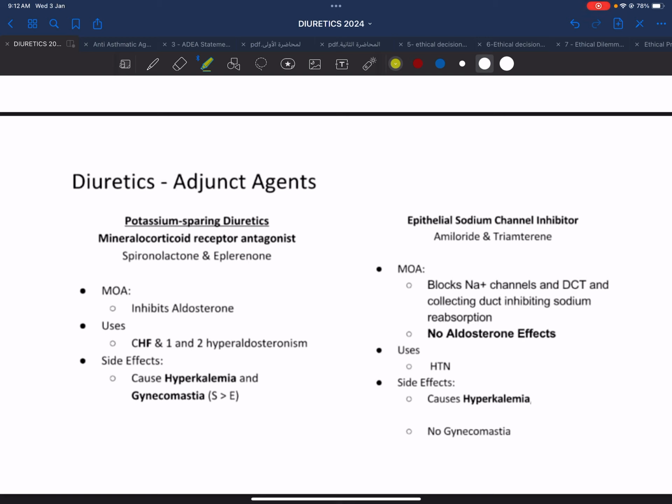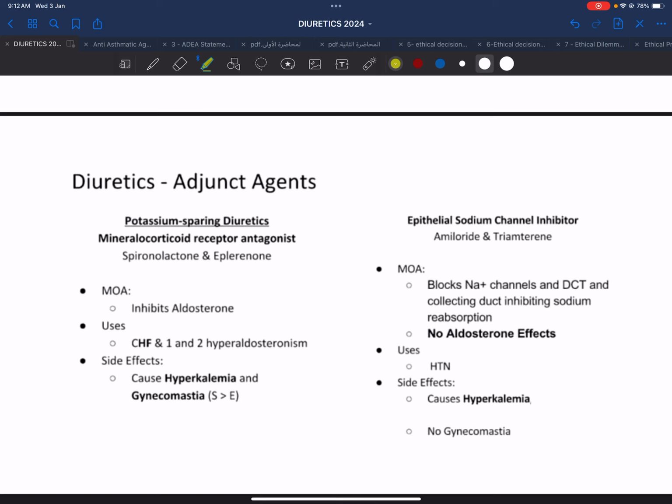It increases the potassium. The other side effect is gynecomastia. S is greater than E: S stands for spironolactone, which causes it more than eplerenone. What is gynecomastia? Enlargement of the breast in males. Okay, so that is one of the important ones.